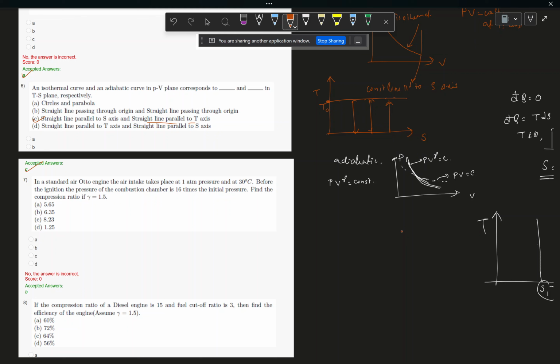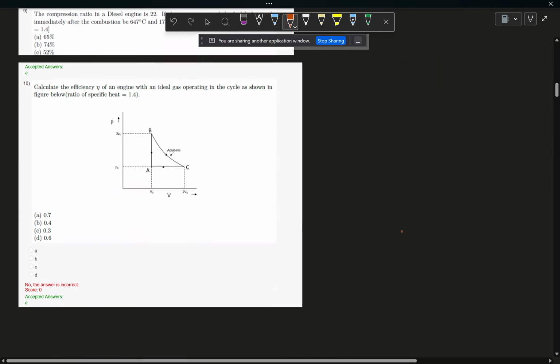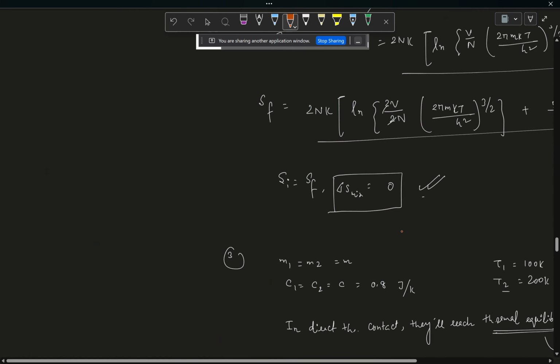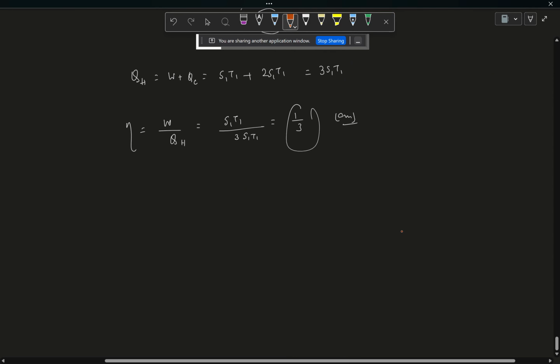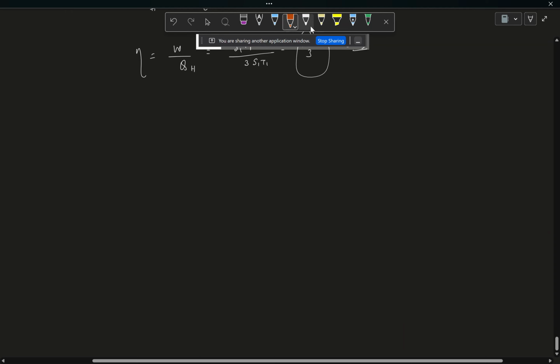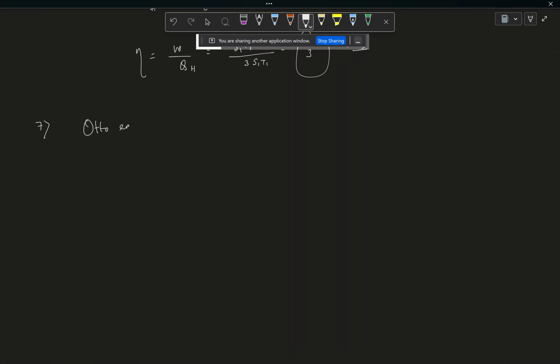Okay. So question number 7 is the Otto engine case, where the air intake takes place at 1 atmosphere pressure at 30 degrees centigrade. Before the ignition, the pressure of the combustion chamber is 16 times the initial pressure. Then find the compression ratio if gamma is equal to 1.5. So let us choose a page. Yeah, so this is question number 7. The problem is based on the Otto engine.